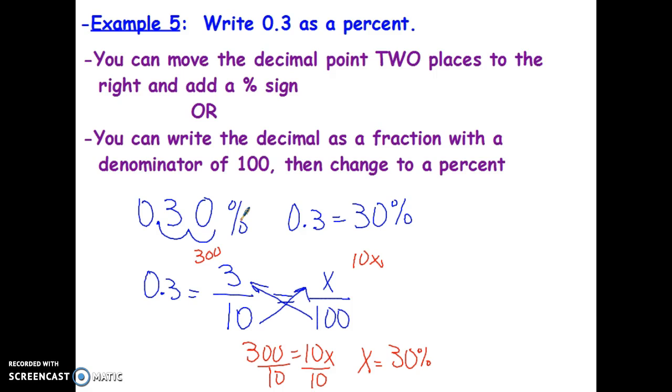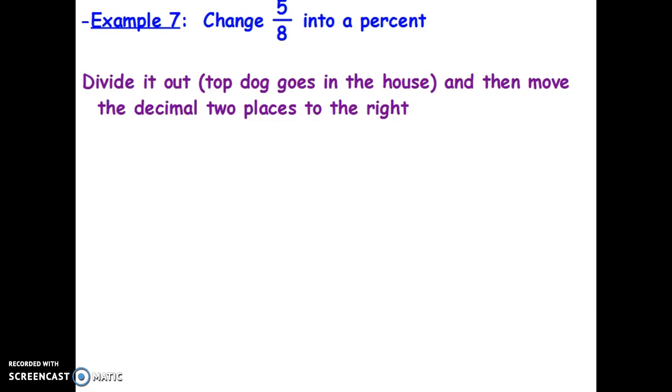Or you can write your decimal as a fraction and then figure out what that fraction would be equivalent to with a denominator of 100, since percents are always out of 100. Now we're going to change a fraction into a percent. The way we do this is we divide it out, meaning we do 5 divided by 8, and then move the decimal 2 places to the right. There are a couple of different ways I'm going to show this. We can do 5/8, and like our notes say, we can do 5 divided by 8.